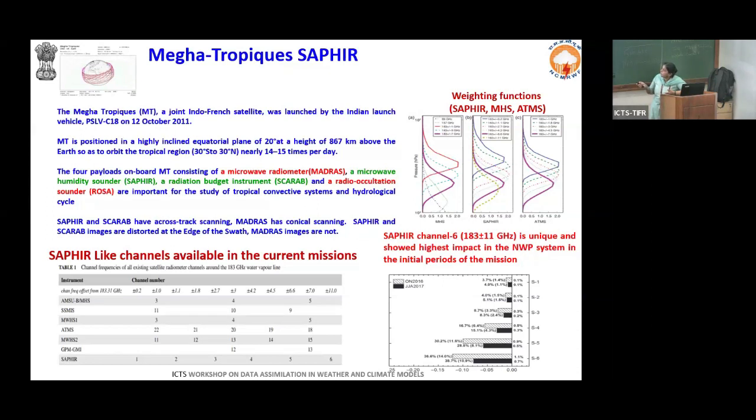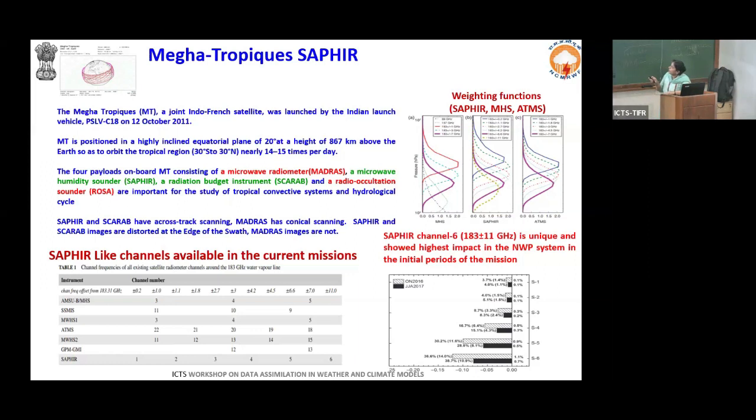You see there are three instruments: Madras, Saphir and ScaRaB. Madras is an imager, but unfortunately Madras didn't work properly. Two months after launch, that instrument failed. But ISRO and CNES designed these instruments in such a way that there is a synergy between the imager and sounder, the Madras imager and Saphir sounder. We could not use both together, but we used the Saphir. And ScaRaB is the radiation budget instrument. It is not for assimilation, only for the tropical radiation budget.